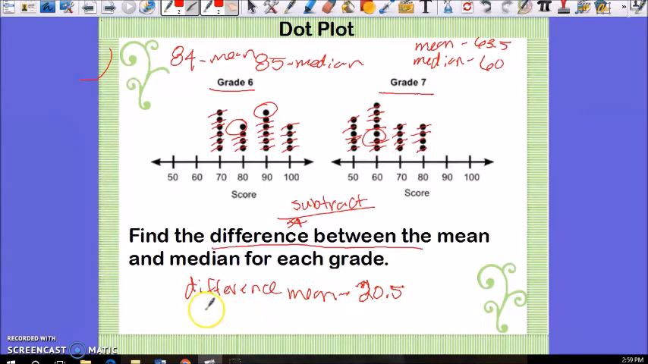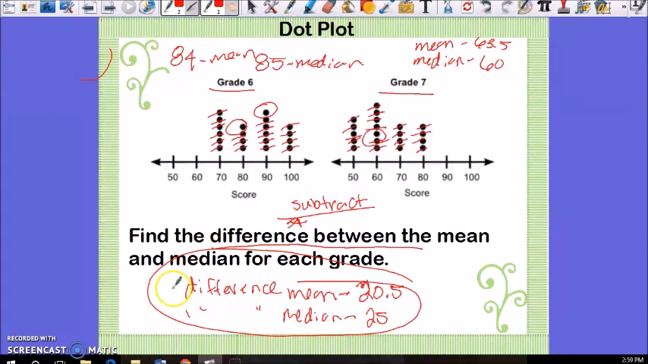20.5. So the difference for the median, you're going to take 85 and subtract 60, and you're going to get 25. That is our answer.